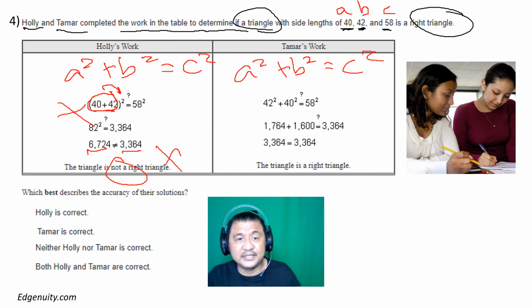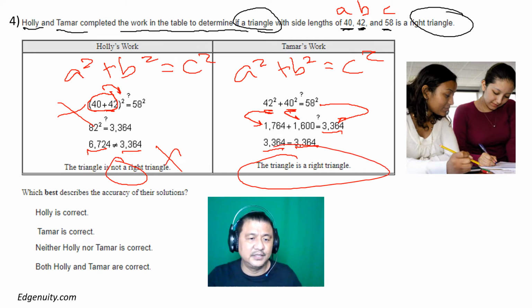Now, let's look at how Tamar did it. Okay. 42 could be the A or the B. It doesn't matter. Check with your calculator, correct? 40 times 40 is 1,600. Okay, 58 times 58, check with your calculator, correct? Add them up. The left side is equal to the right side.